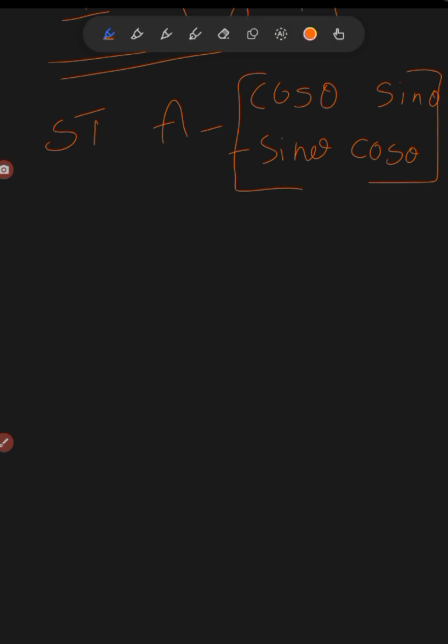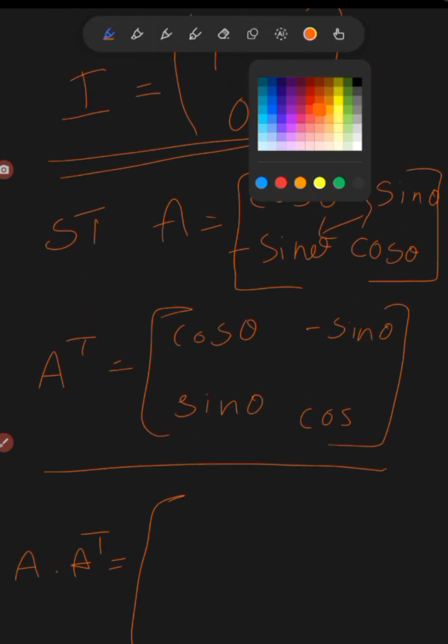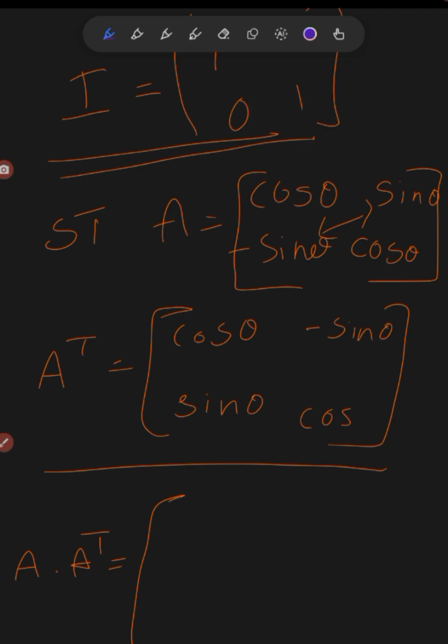Okay, the transpose of the given matrix is cos theta and cos theta, with the non-diagonal elements interchanged, minus sin theta and sin theta. Now let's take the product of both, A into A transpose. You multiply the row of one matrix with the column of the other, then the next row with both, which covers every element, and ultimately we get the product of the matrices.